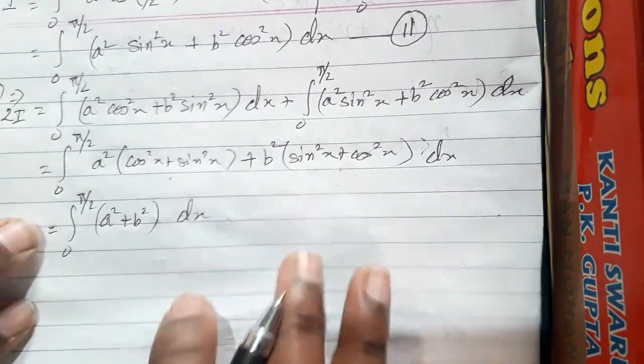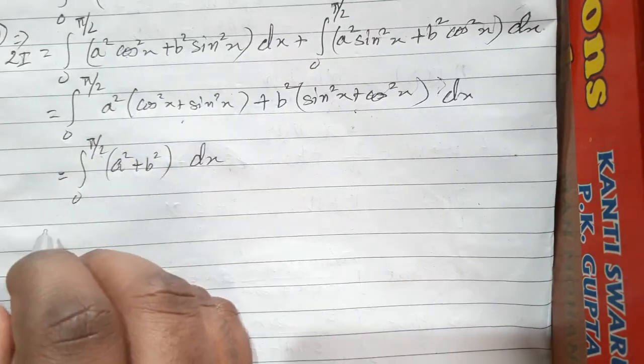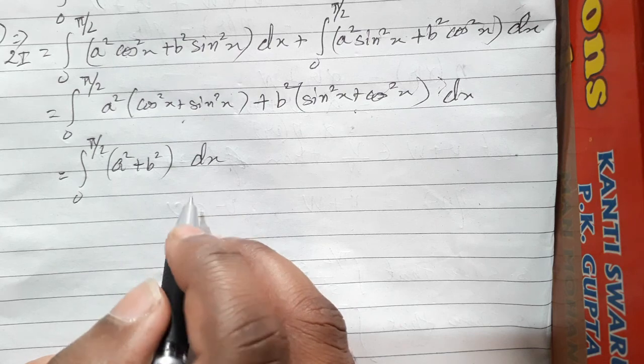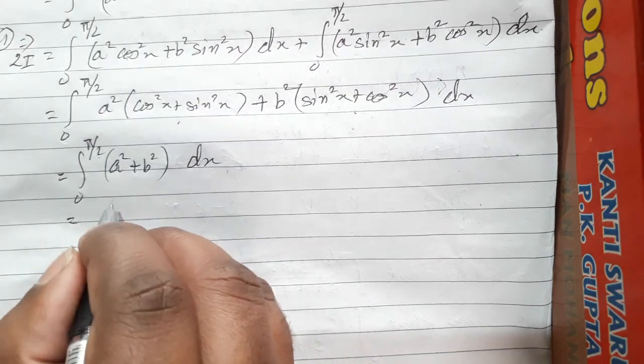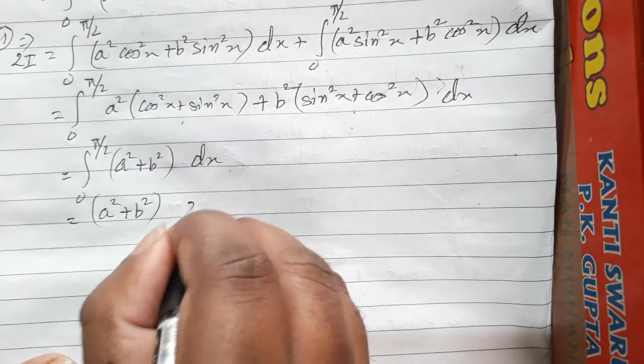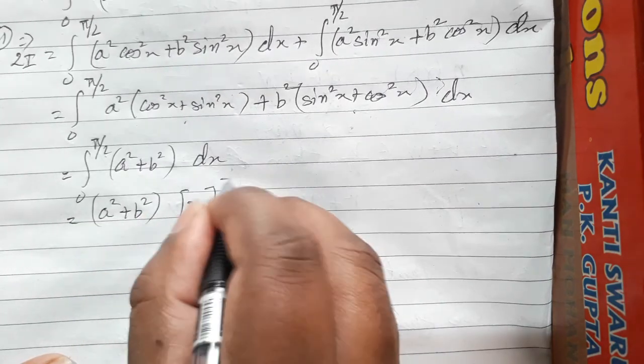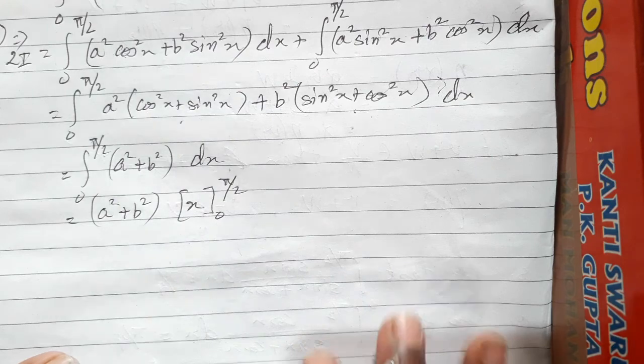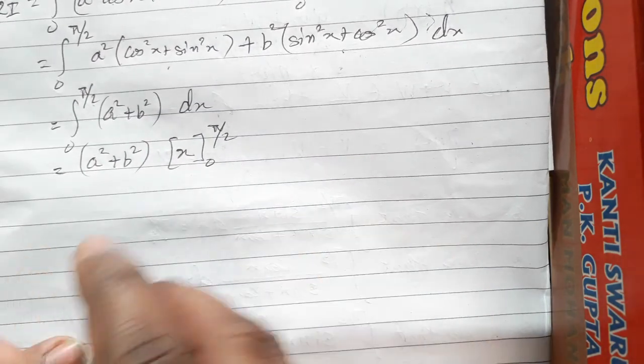This is a constant, so it will go outside of the integration. We have to integrate only dx, and the integration of dx is x. So we have here (a square plus b square) times x. You apply the upper limit and lower limit. You put the upper limit first, so we get pi by 2 minus 0.